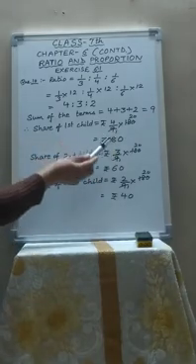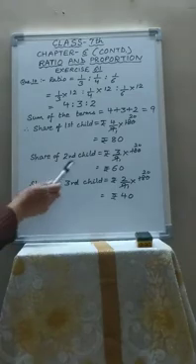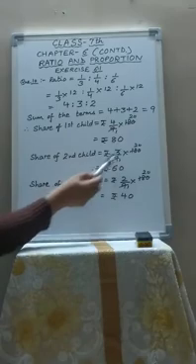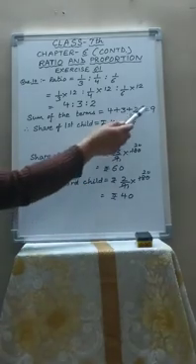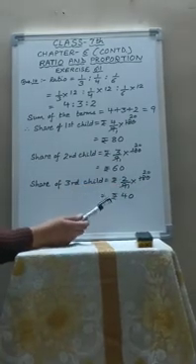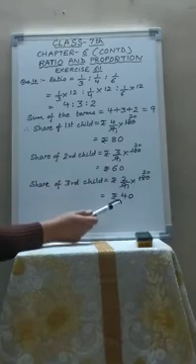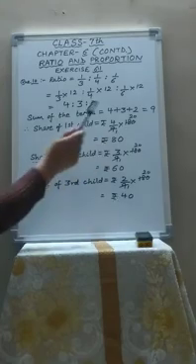Similarly, share of second child equals to rupees 3/9 multiplied by 180, means rupees 60. And share of third child is 2/9 into 180, which is rupees 40. So first child is getting 80 rupees, second child 60 rupees, and third child 40. And you can find the sum. 80 plus 60 plus 40 is 180.